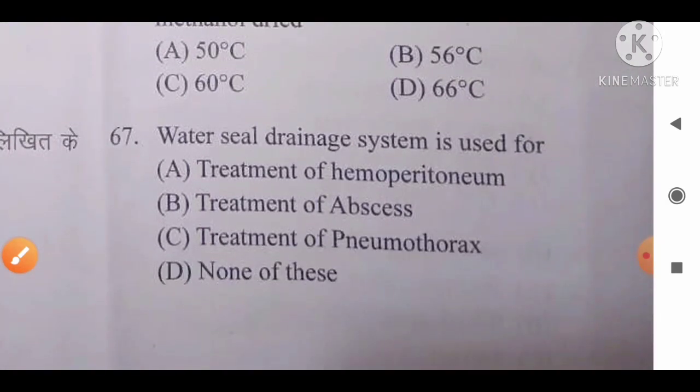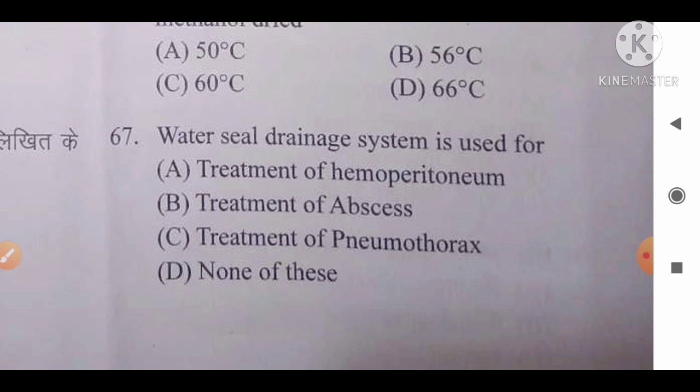Move to the next question, number 67. Water seal drainage system is used for option A, treatment of hemoperitoneum, B, treatment of abscess, C, treatment of pneumothorax, D, none of these.